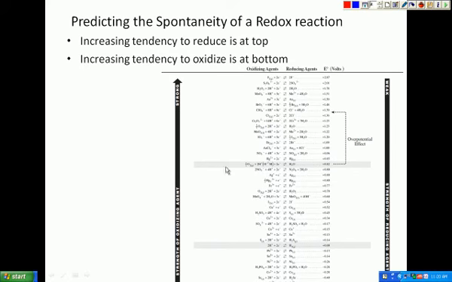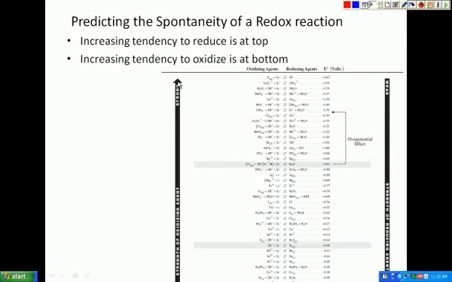At the top of this table, we have very, very strong oxidizing agents. In other words, we have things that really, really want to reduce. So I wrote that here: increasing tendency to reduce is at the top of the table. They really want to gain electrons at the top of the table.